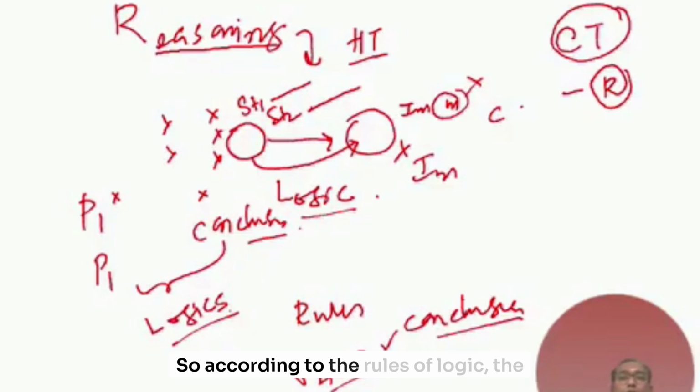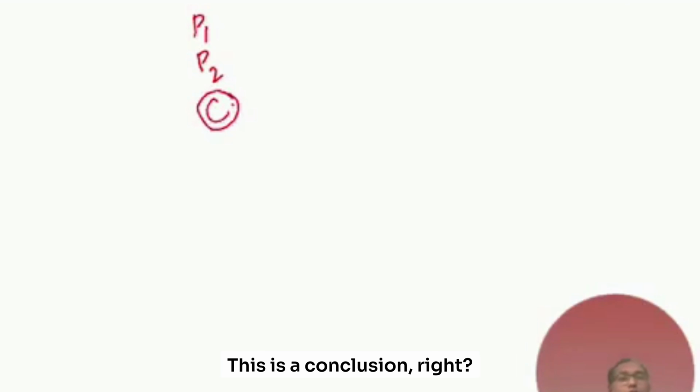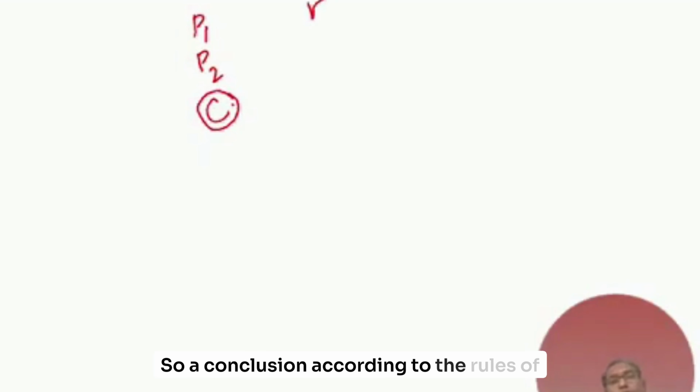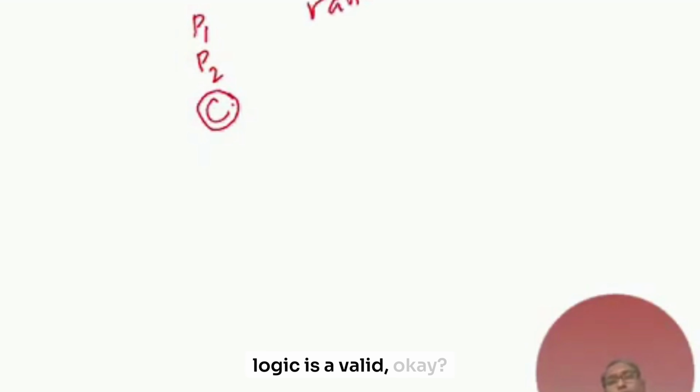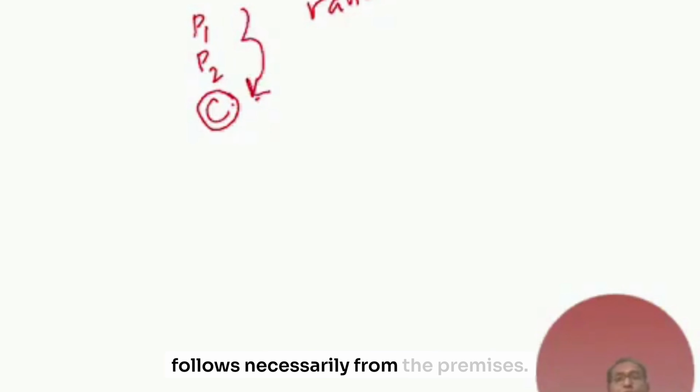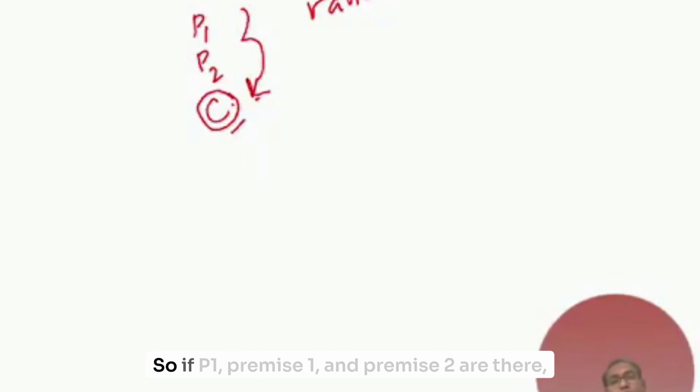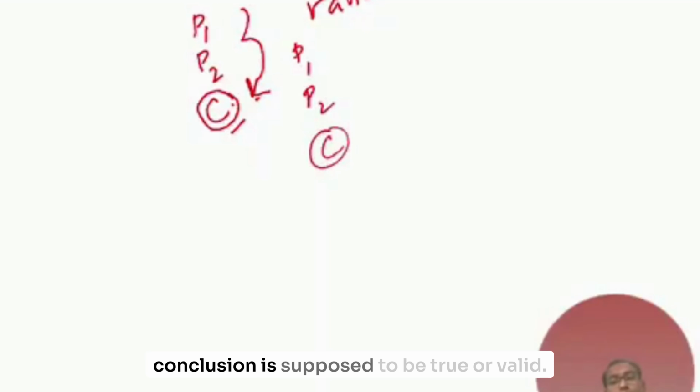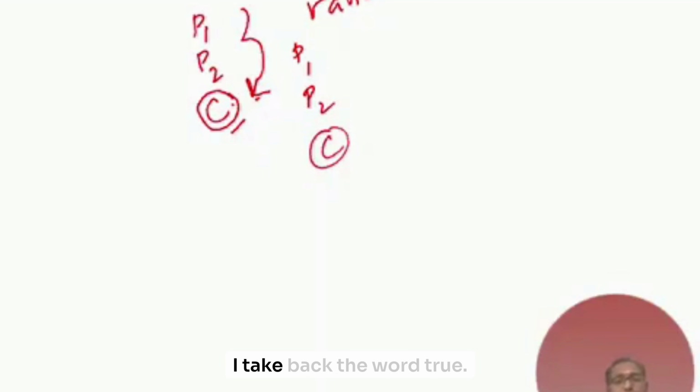So according to the rules of logic, the conclusion, let me clear this. So you have premise one. Again, this is one kind of deductive reasoning, right? We'll talk about the other kinds. This is a conclusion, right? So a conclusion, according to the rules of logic, is valid if this conclusion follows necessarily from the premises. So if premise 1 and premise 2 are there, the conclusion is supposed to be valid. I take back the word true.